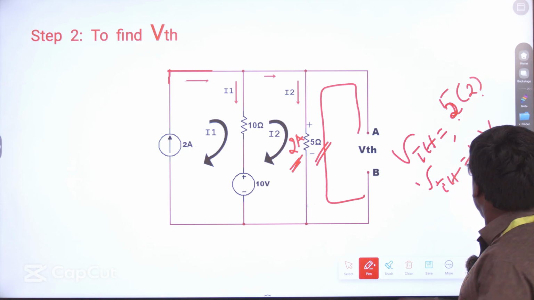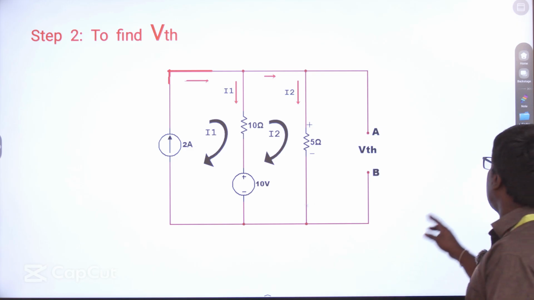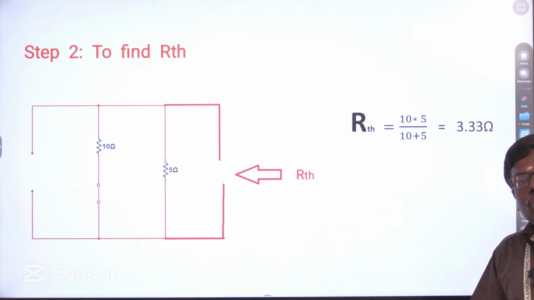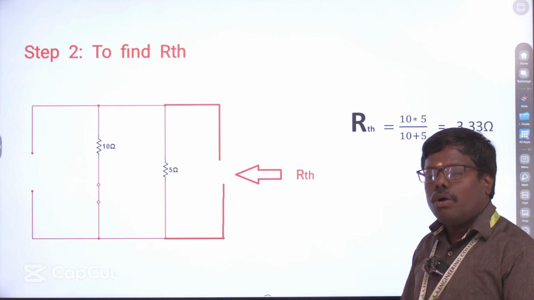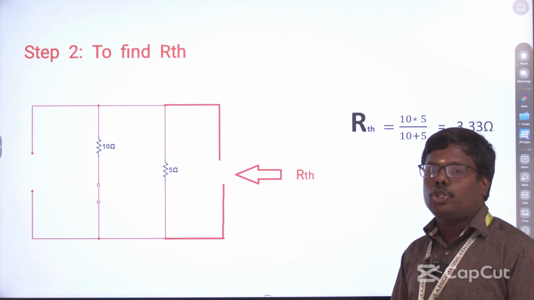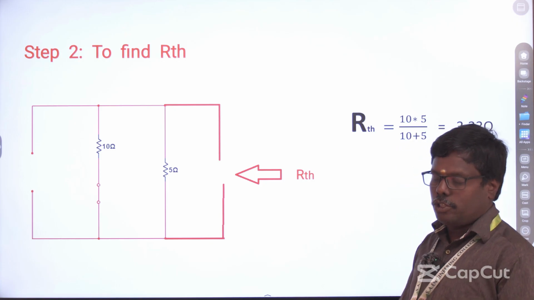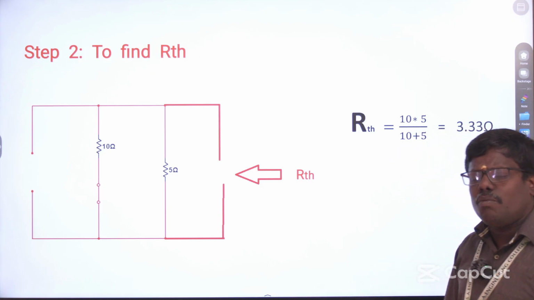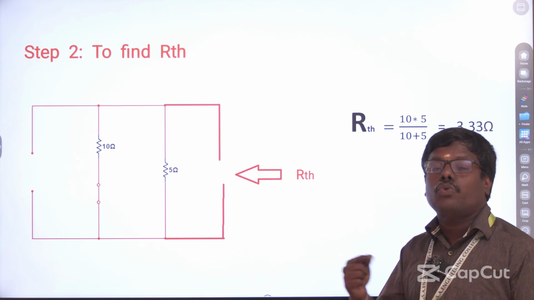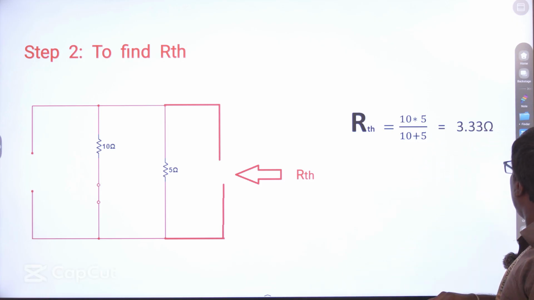Okay, finished. Next step, we have to find out the RTH. For the RTH, we have to kill all the sources in the circuit. How can I kill the sources? If it is a voltage source, I should make it a short circuit. If it is a current source, it should be open. Further, if it has an internal resistance, we have to replace the source by its internal resistance.